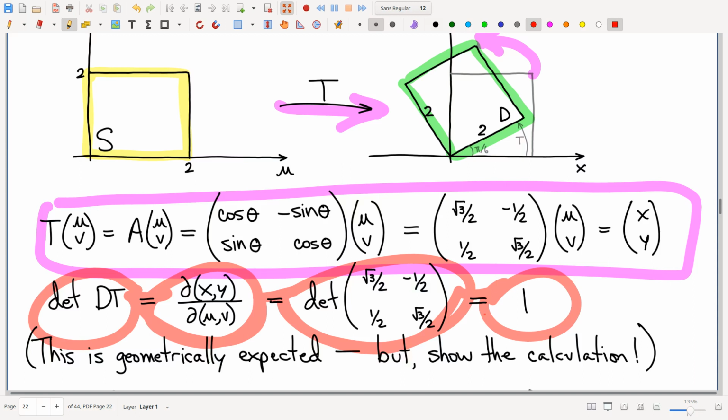Now that said, even though it is geometrically expected, don't forget the purpose of any exam question that's about this is to make sure you can show me that. I want to see that you can do the calculation. So please do, on exams, on homework exercises, show the algebra. Don't make the geometric case. Okay. Everybody good?